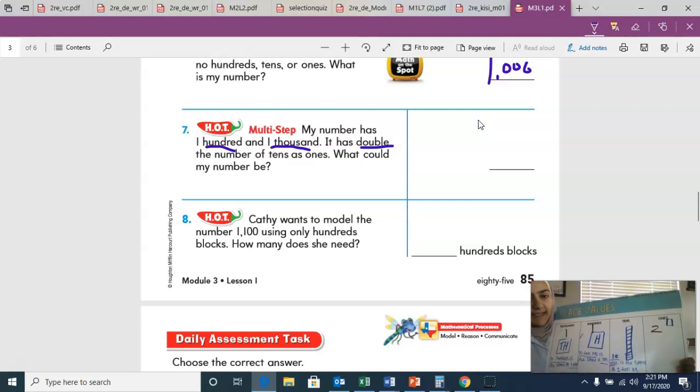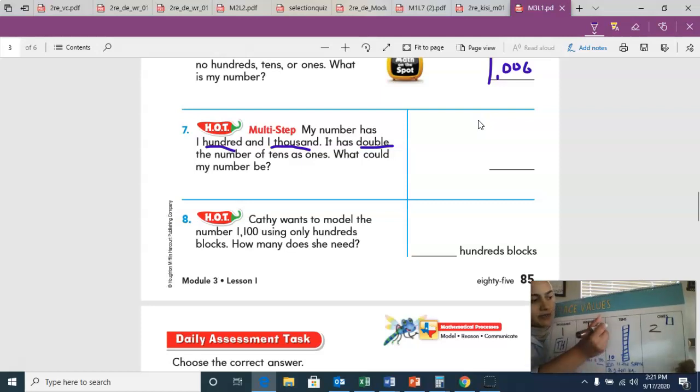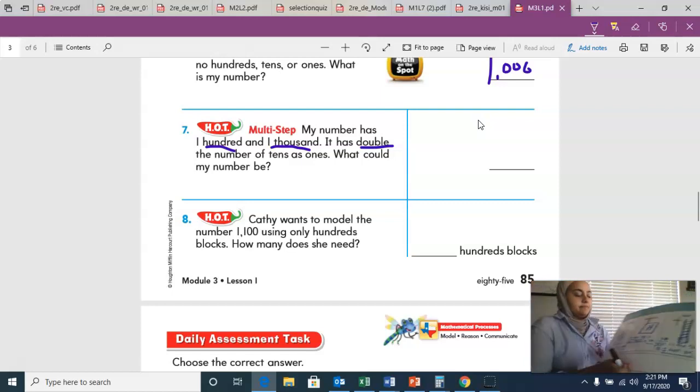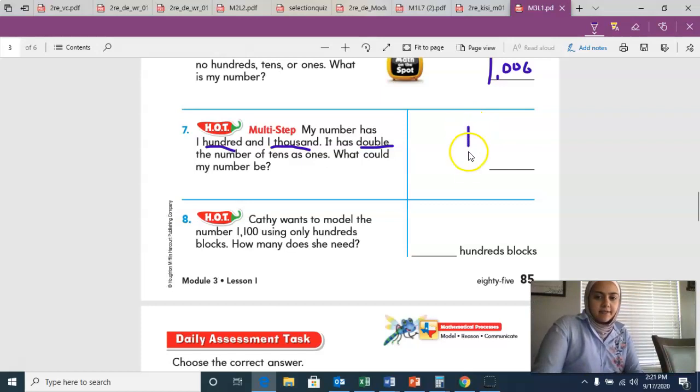It says it has double the number of tens as ones. So if my ones is 2, what's 2 doubled? What's 2 plus 2? 4. That means your tens is a 4. So your number would be 1,142.